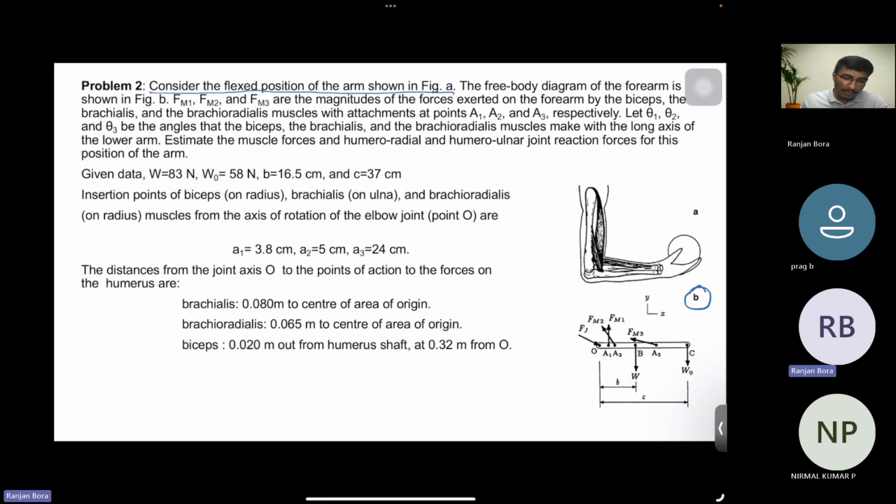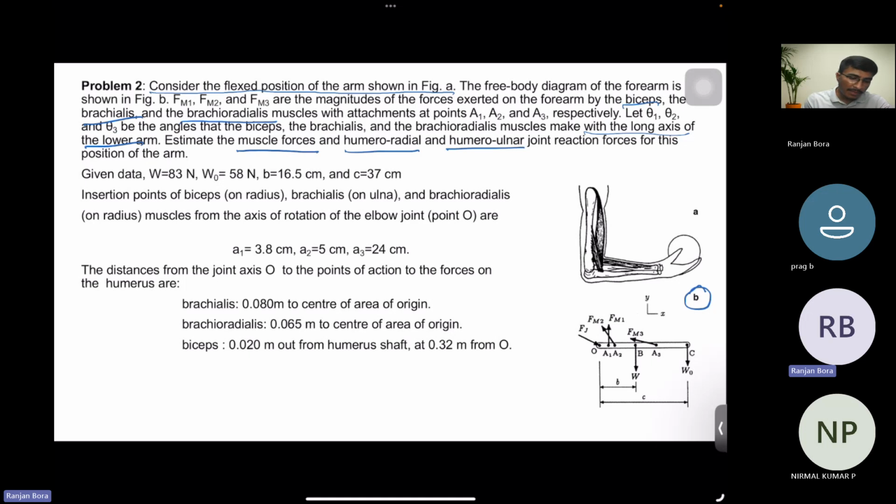Here Fm1, Fm2, and Fm3 are the magnitudes of the forces exerted on the forearm by the biceps, brachialis, and brachioradialis muscles with attachment at points A1, A2, and A3. And theta 1, theta 2, theta 3 are the angles that the biceps, brachialis, and brachioradialis muscles make with the long axis of the lower arm. We need to estimate the muscle forces and humeroradial and ulnar joint reaction forces for this position of the arm.